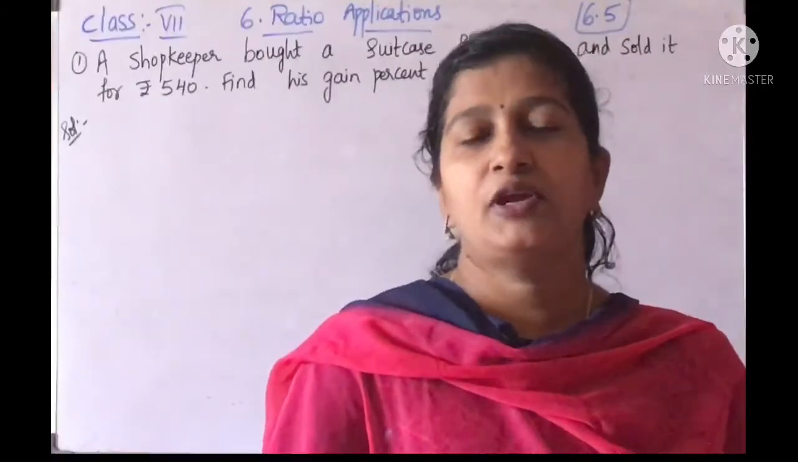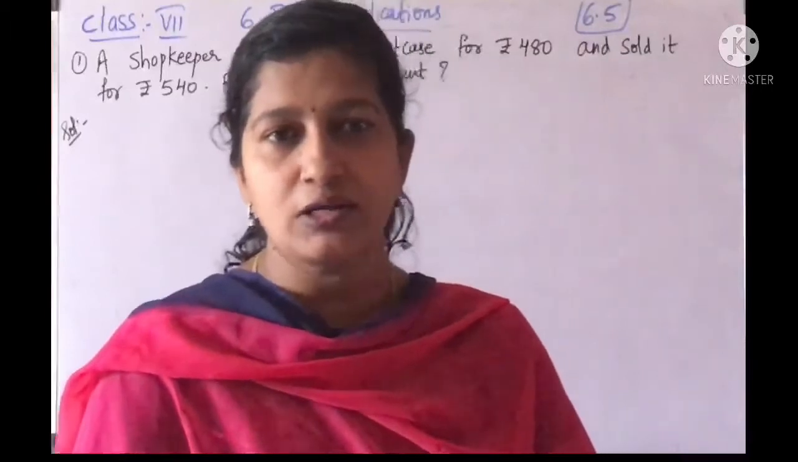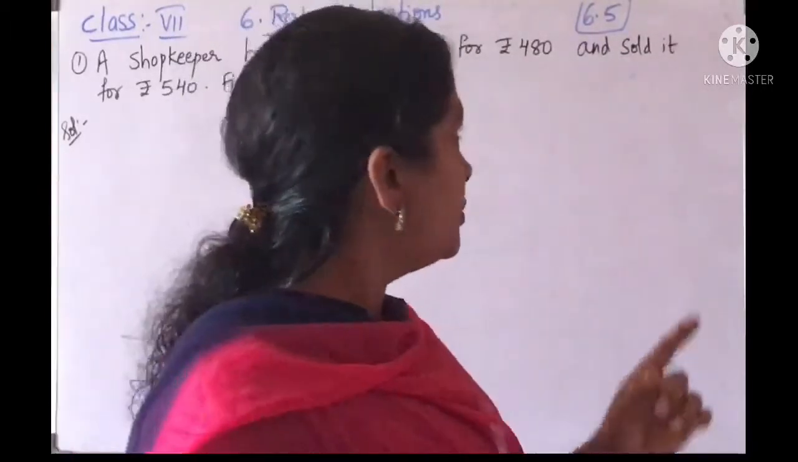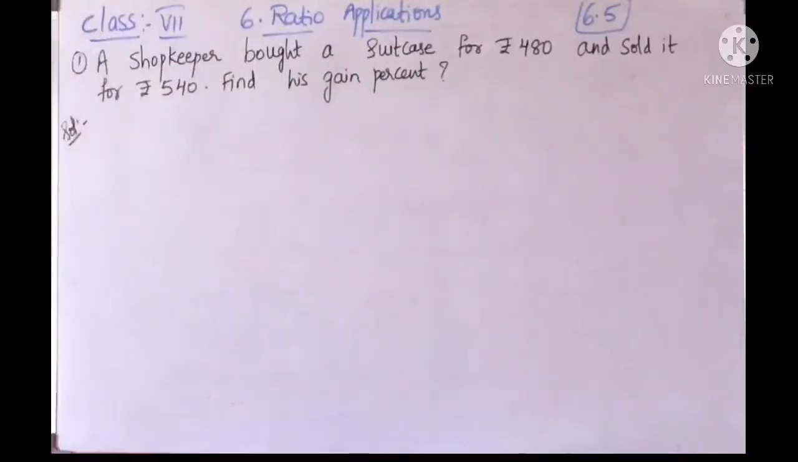In my last video I explained some basic formulas for profit and loss for doing business mathematics. Based on those formulas, we are going to do exercise 6.5 in unit 6, ratio applications. This exercise is based on business mathematics, children, and it is very important.